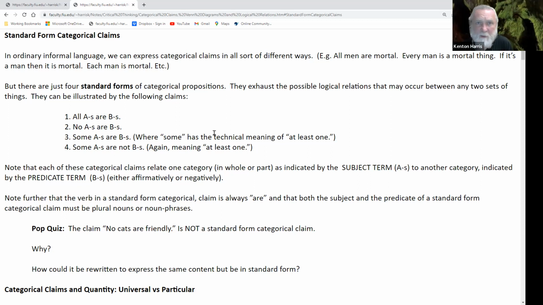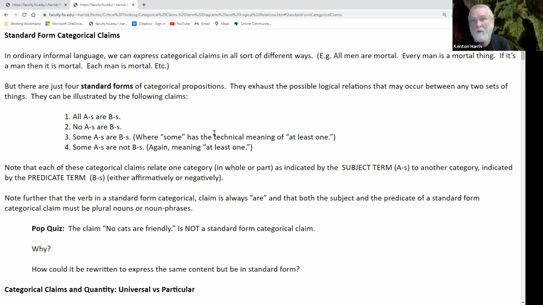What goes in the blank has to be a plural noun or a plural noun phrase, right? So for instance, all men are mortal is not a standard form categorical claim. Why? Well, because mortal is an adjective. Mortal is not a noun phrase, right? So if I said all men are mortal things, now we're fine. Now we have a noun phrase, mortal things. And so we have all, plural noun, are, plural noun phrase. That's fine. Or all men are mortal objects, or something like that. That would be fine.